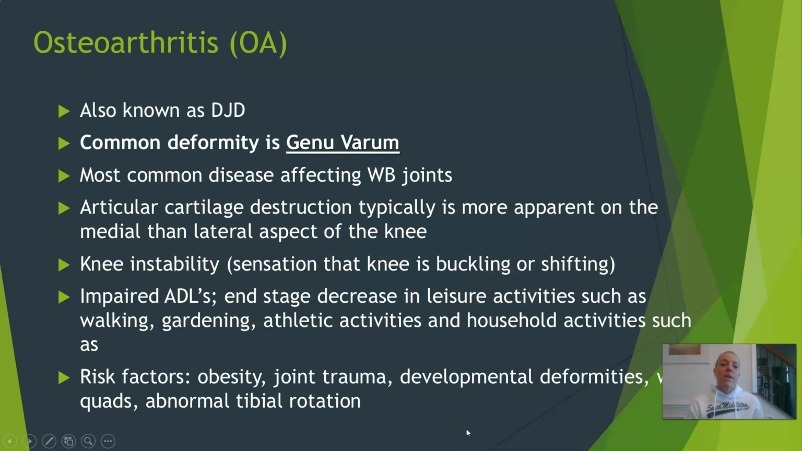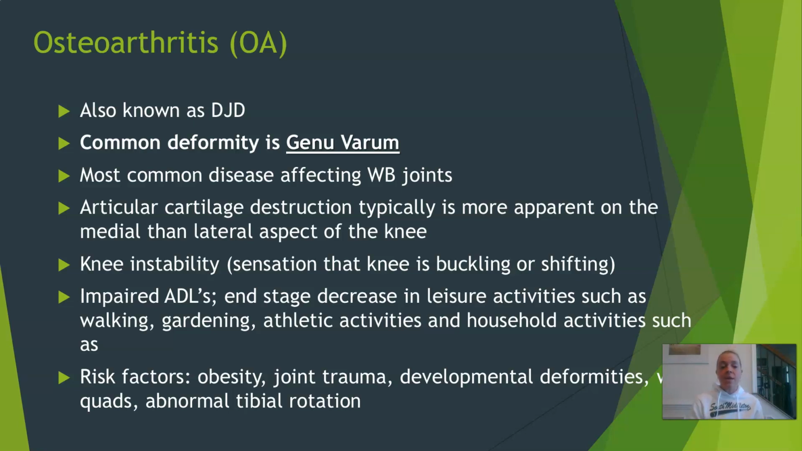So osteoarthritis is also known as degenerative joint disease. With osteoarthritis, the most common deformity that we see is genu verum. So we actually see bow-leggedness start to develop, even unilaterally. OA is typically unilateral. I have a picture on the next slide, I think, that will show you why that happens, but it is typically genu verum that develops with osteoarthritis because of increased wear on the medial aspect of the knee.